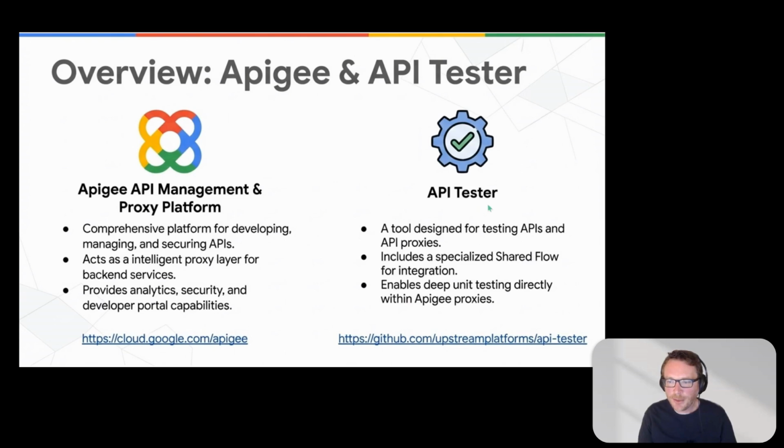On the other hand, we have API Tester, which is an open source project that was recently created based on some customer projects. It's a tool designed for testing both APIs, but also doing detailed proxy unit tests. There's a shared flow to integrate directly into an Apigee environment to help do those proxy unit tests. And here's the source code link, so feel free to take a look and create any issues or help with the development.